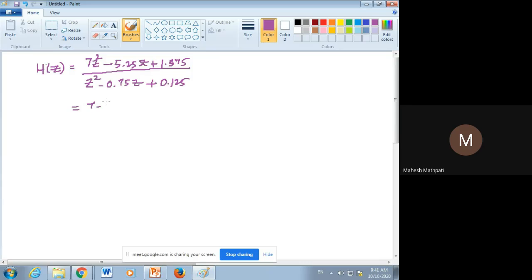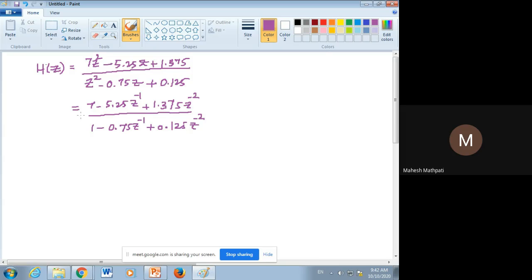H of z equals 7 minus 5.25 z inverse plus 1.375 z power minus 2, divided by 1 minus 0.75 z inverse plus 0.125 z power minus 2. Hope everyone understood how to write it in negative power? I have taken z power 2 as common and divided throughout the equation by z power 2.